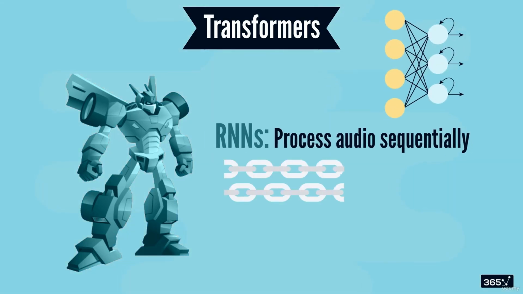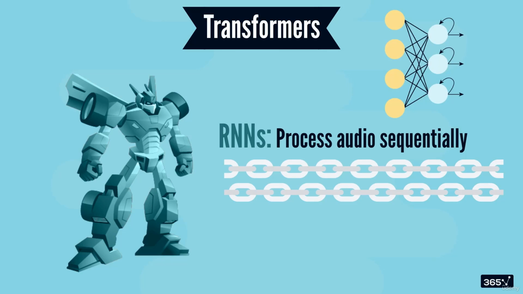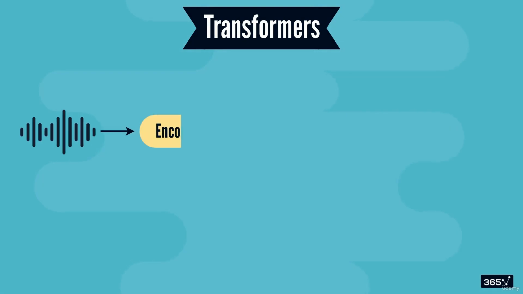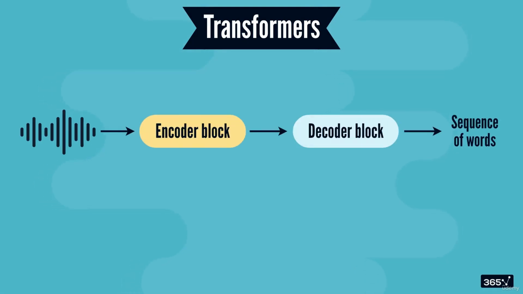Unlike RNNs, which process audio sequences step by step like a chain, transformers can look at the entire sequence and decide what's important, making them much better at handling long and complex audio signals. This is made possible by their renowned attention mechanism within the encoder structure.